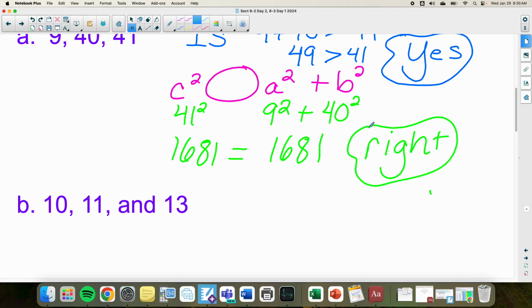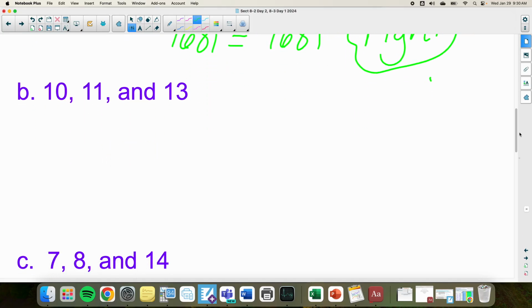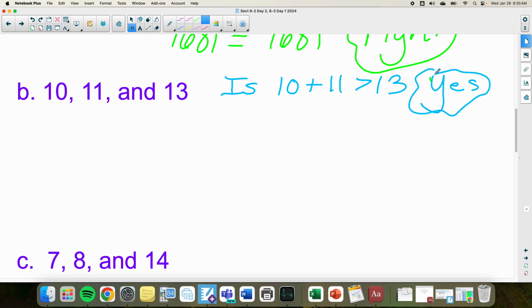If you don't have a triangle, you get to stop right there. You don't have to keep going with that, okay? Now in this one, we're gonna check, is 10 plus 11 greater than 13? Is it? Is 10 plus 11 greater than 13? It is. So yes, we have a triangle, okay?